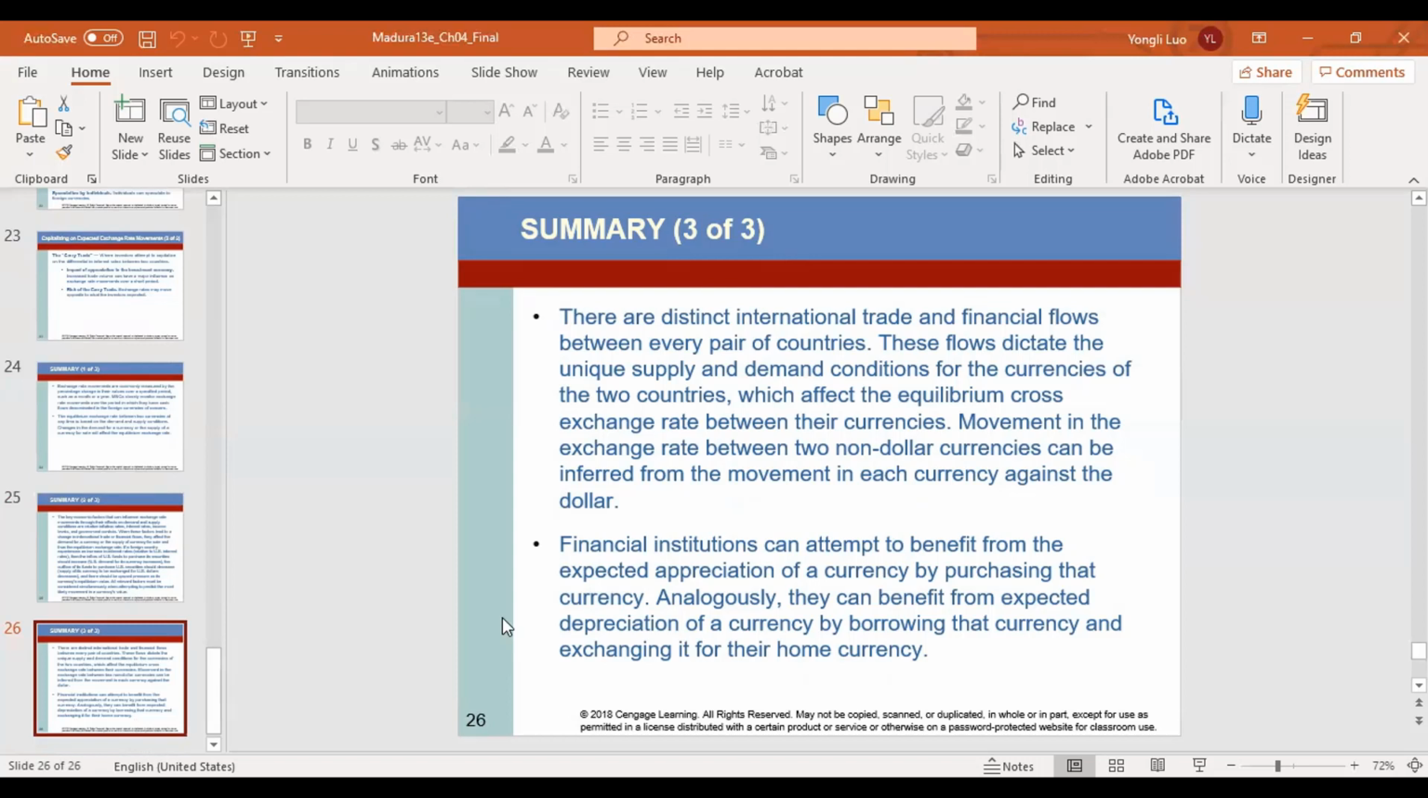Movement in the exchange rate between two non-dollar currencies can be inferred from the movement in each currency against the dollar. Financial institutions can attempt to benefit from the expected appreciation of a currency by purchasing that currency. Analogously, they can benefit from expected depreciation of a currency by borrowing that currency and exchanging it for their home currency.